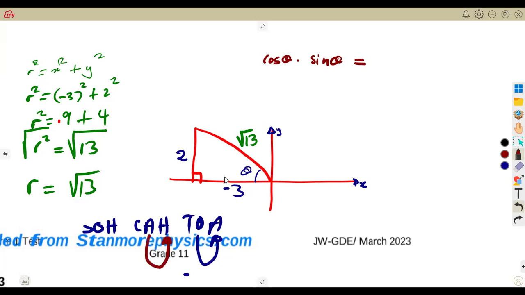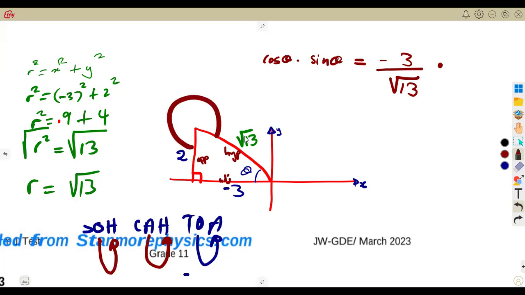Cos is adjacent over hypotenuse, according to theta. Remember, I said this is our opposite, this is our adjacent, this is the hypotenuse. So we need adjacent over the hypotenuse. What is the adjacent? Minus 3 over the hypotenuse, the square root of 13, times the sine of theta. What is the sine of theta? Opposite over hypotenuse. The opposite is 2, and the hypotenuse is the square root of 13. So this is 2 over the square root of 13.